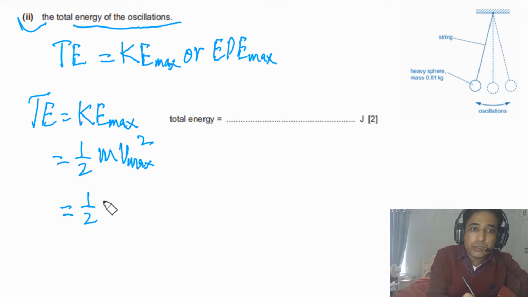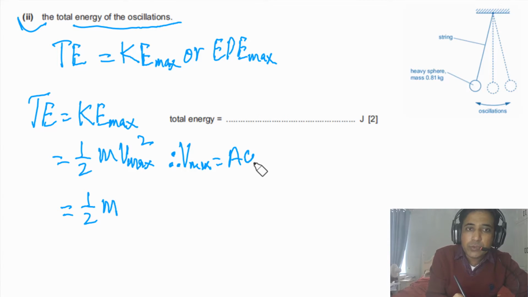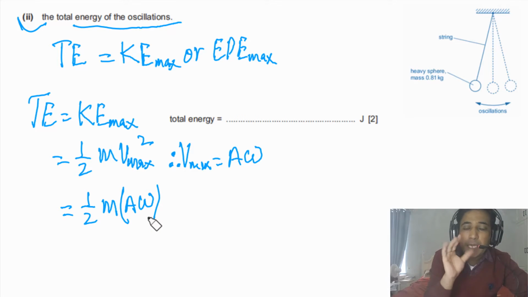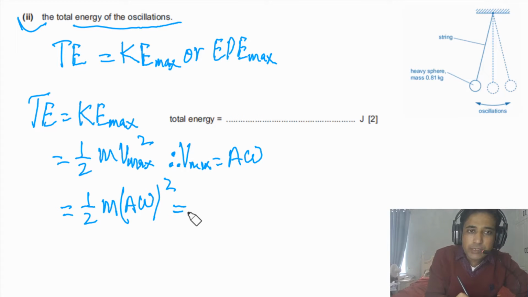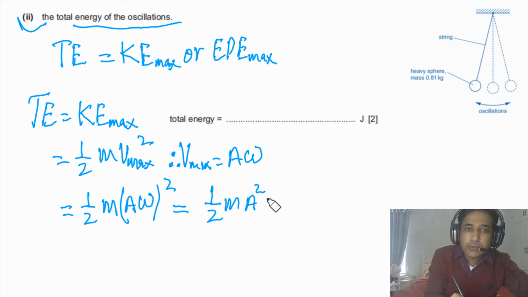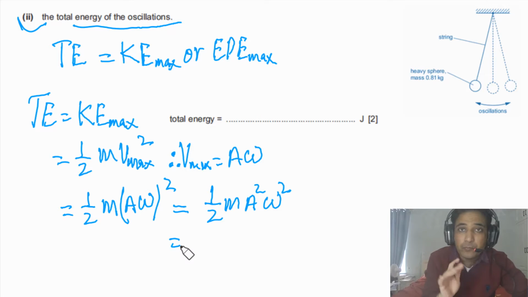So 1/2, here we have m, and v max for simple harmonic motion is v max equal to A times omega. So we can replace v max with A times omega. A is the amplitude of oscillations. Now if we simplify this, we will get 1/2 m, and here we will get A squared times omega squared. Now we need to plug in values.